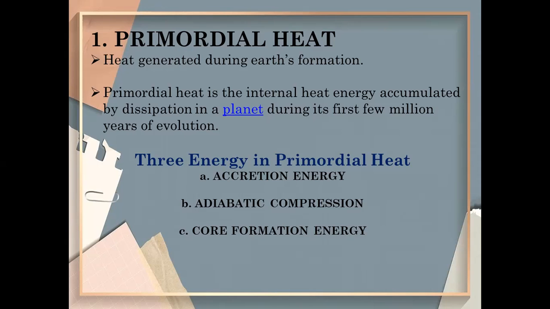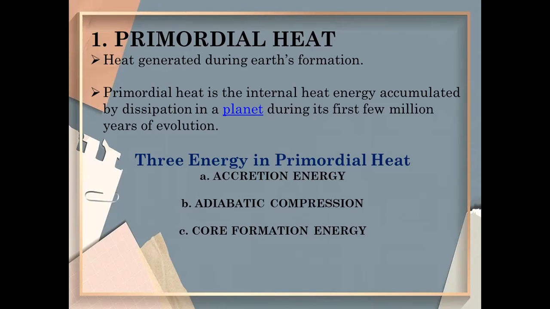So, we have 3 energies in primordial heat. One is accretion energy. So, what is accretion energy? Heat released from collision of planetary objects during the early formation of the planets. We have the adiabatic compression, a heat generated as materials are compressed. The materials are compressed, which generates heat. Next, core formation energy. From the word itself, core, this comes from the Earth's core, the very center of the Earth.